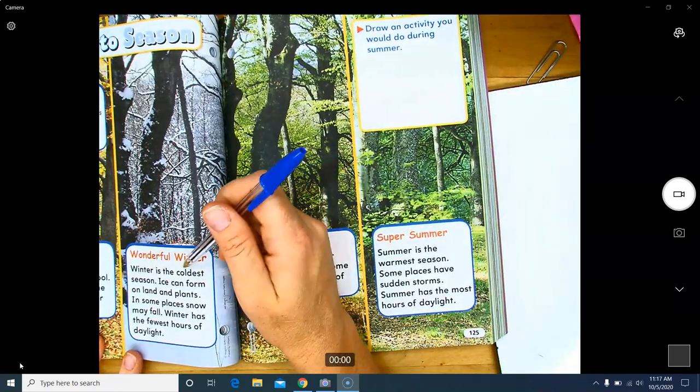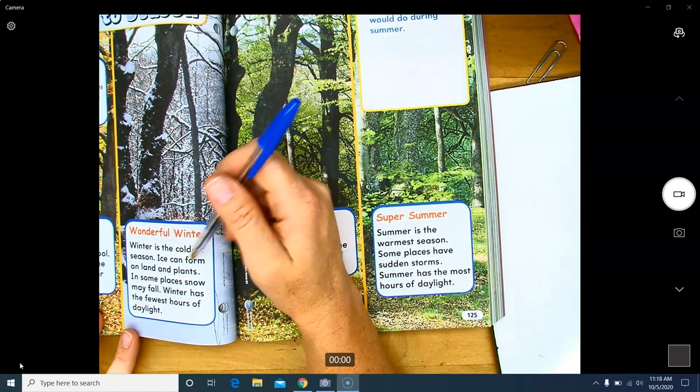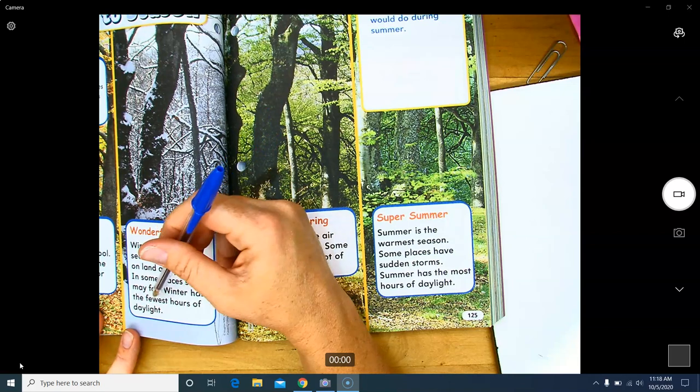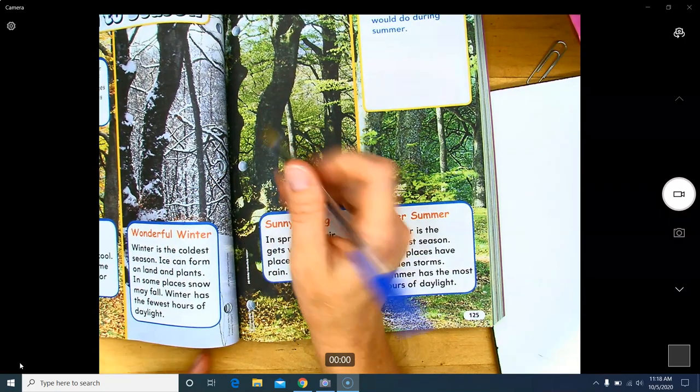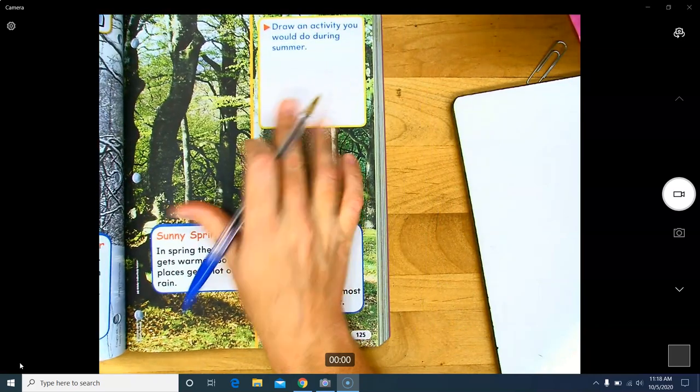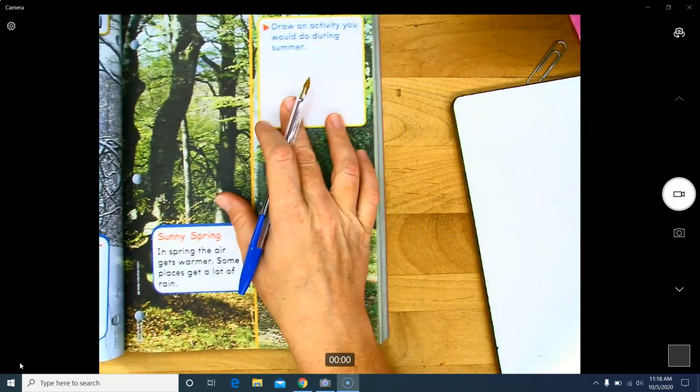Wonderful winter. Winter is the coldest season. Ice can form on land and plants. In some places, snow may fall. Winter has the fewest hours of daylight, so it's not as sunny for very long, okay? So the days are shorter during the winter.